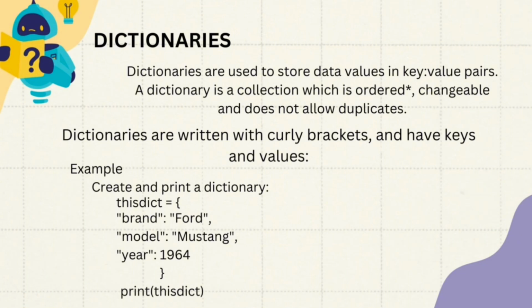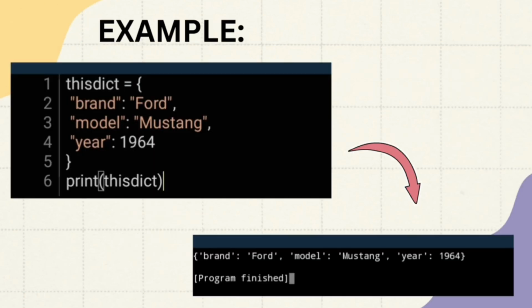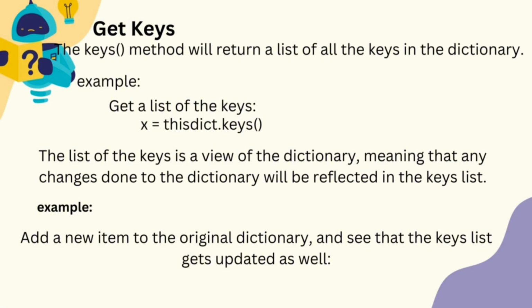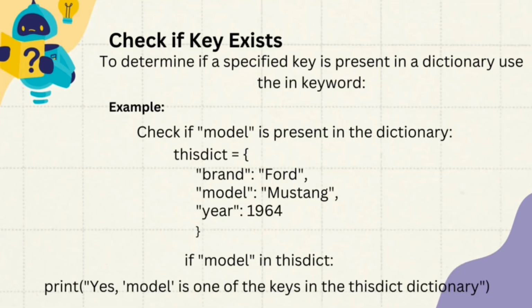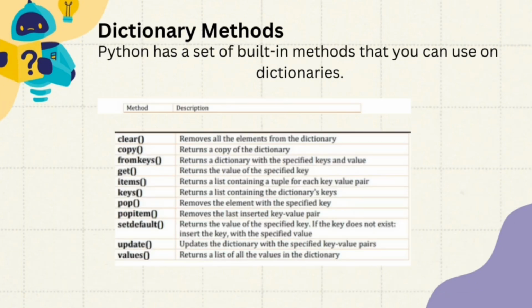Dictionaries. Dictionaries are used to store data values in key-value pairs. A dictionary is a collection which is ordered, changeable, and does not allow duplicates. Dictionaries are written with curly brackets and have keys and values. The keys method will return a list of all the keys in the dictionary. Check if key exists. To determine if a specified key is present in a dictionary, use the in keyword.